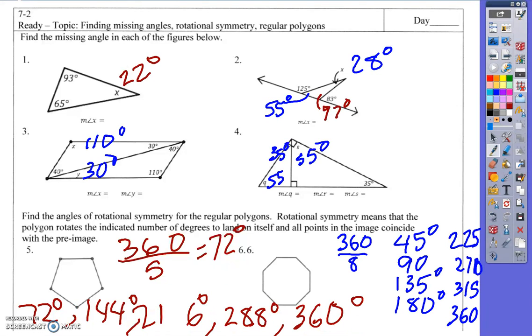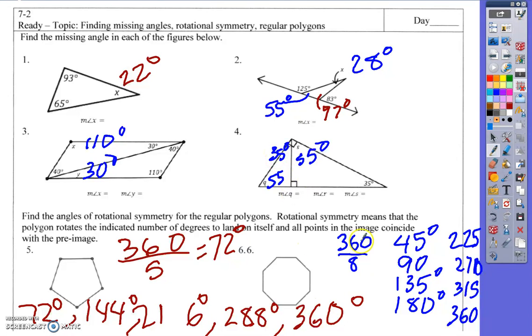So here we are. Number 1 was 22. Number 2 is 28. You can kind of see I wrote down what I did to find that one, where I found the other 2 angles and did the triangle. Number 3 is 30. Number 3y is 30 and x is 110 because opposite angles are congruent. Straight across the diagonal, they're the same. This is 55. That's 55. This is 35. So that's really it.